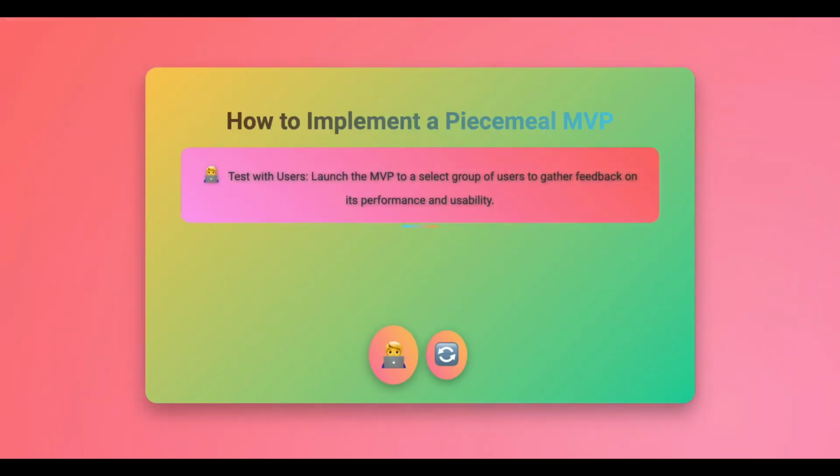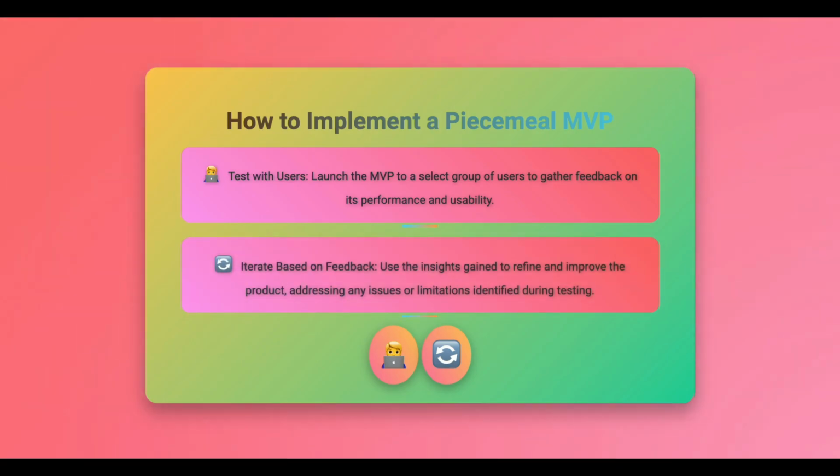Test with users. Launch the MVP to a select group of users to gather feedback on its performance and usability. Iterate based on feedback. Use the insights gained to refine and improve the product, addressing any issues or limitations identified during testing.